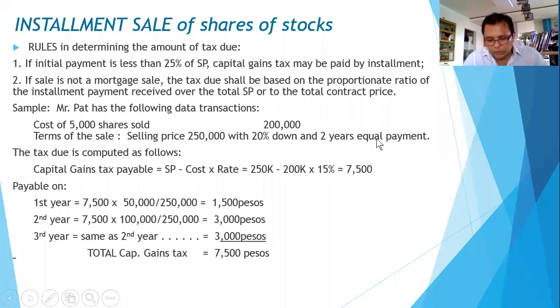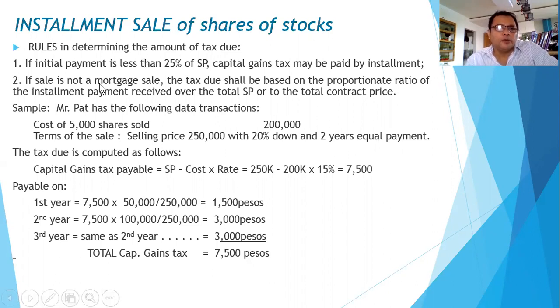Okay, we'll continue discussing. This is segment 2 of chapter 7. Now we go to installment sale of shares of stocks. The rules to determine the amount of tax due are the following.